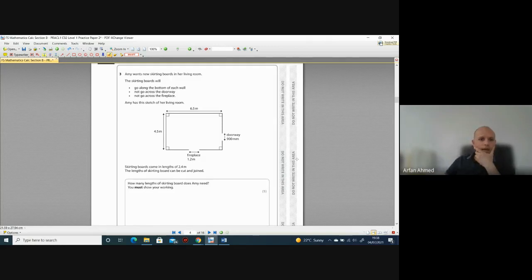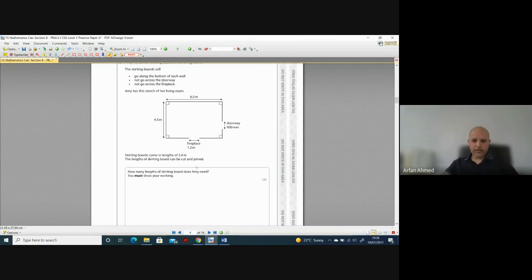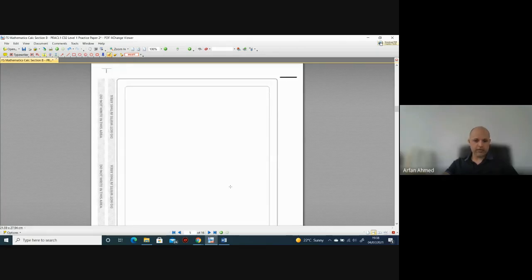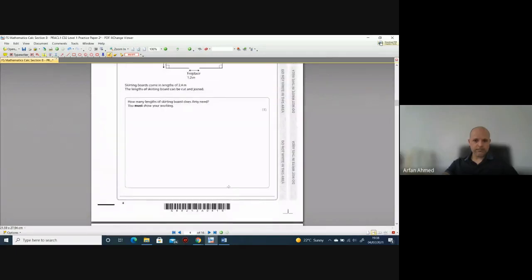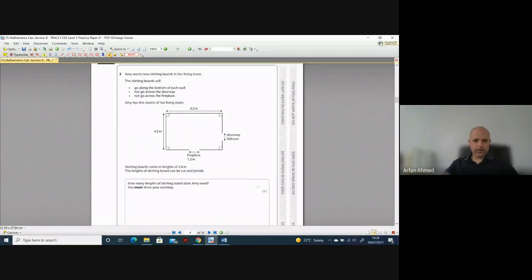Question 3. Amy wants new skirting boards in her living room. Skirting boards will go along the bottom of each wall, not across the doorway, and not across the fireplace. Amy has this sketch of her living room. Skirting boards come in lengths of 2.4 meters. The lengths of skirting board can be cut and joined. How many lengths of skirting board does Amy need? You must show your work. 5 marks, wow, 5 marks for this. And look, they give you a ton of space. How are we going to do this one?